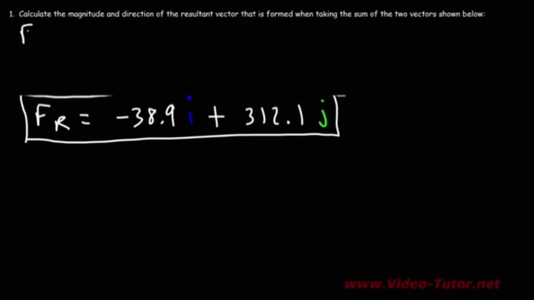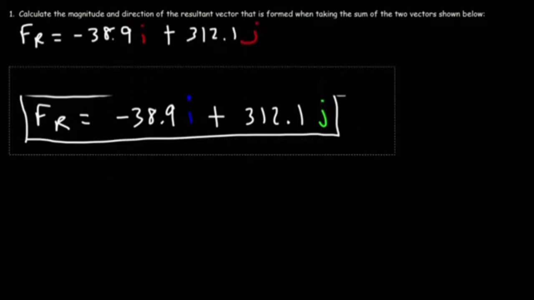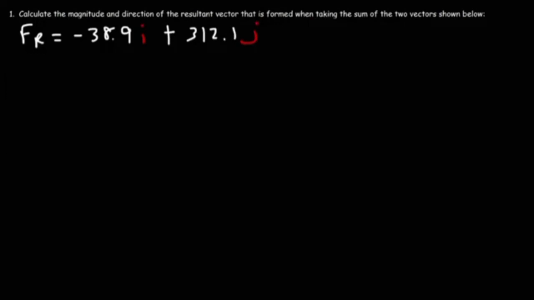Now I'm just going to rewrite it to conserve space because I need to make a graph soon. Now that we have the resultant vector in component form, you might be wondering, what's our next step? Well, the next step is to draw a graph. So let's plot this value first.